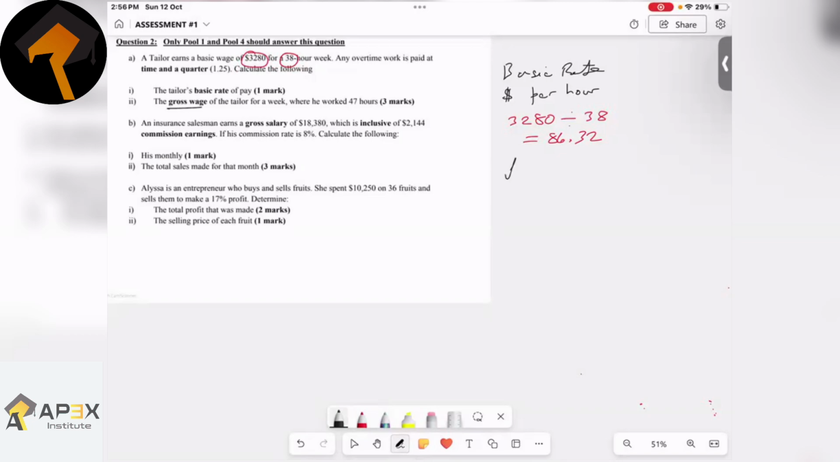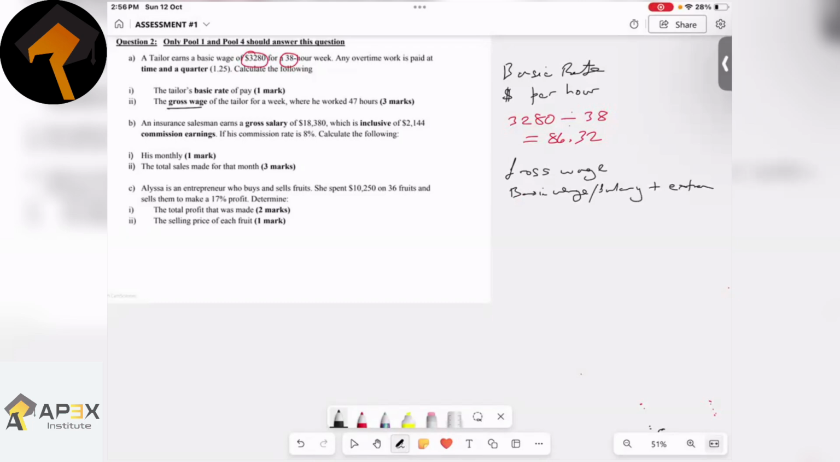Let's make some information about gross wage. Now you're going to see this phrase come up a lot. You'll find gross wage coming up in questions that are related to commission. You'll find gross wage coming up when it comes to salaries and wages, because gross wage pretty much is an accumulation. Basically, it is basic wage / salary plus extra. That's what it means.